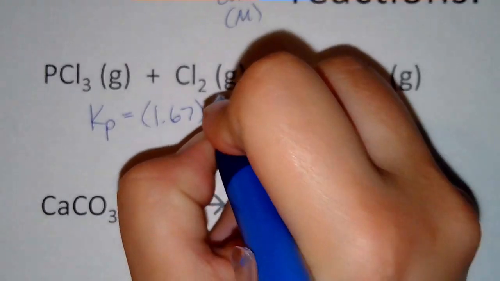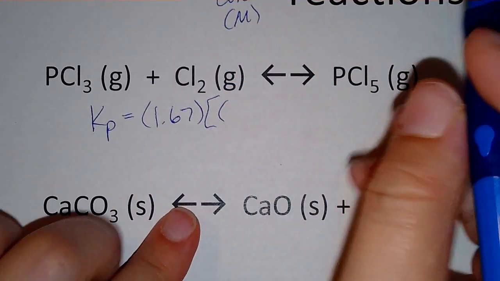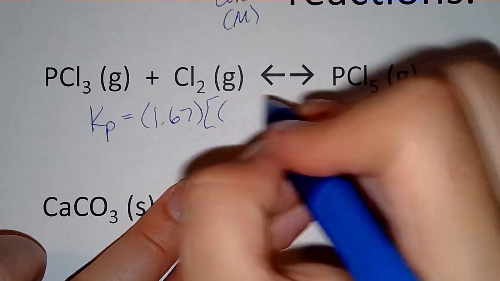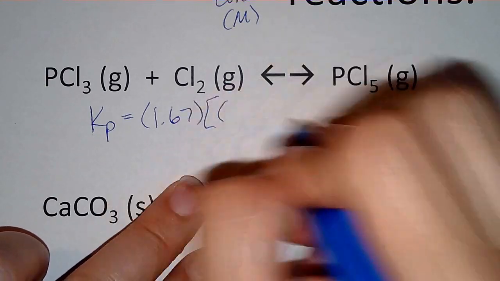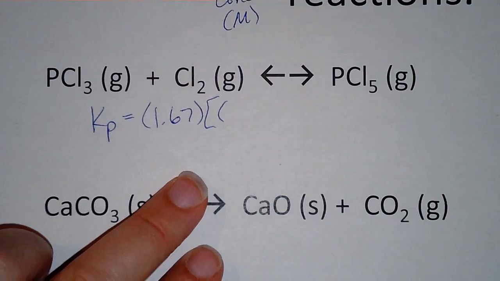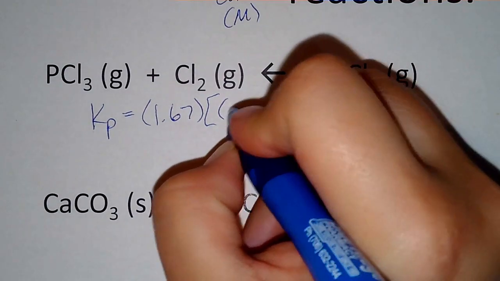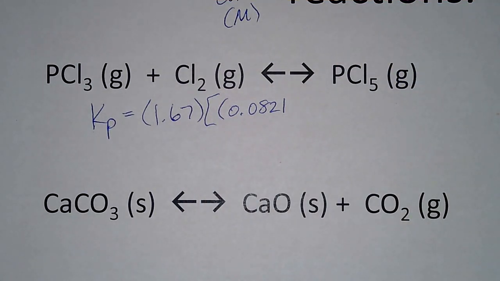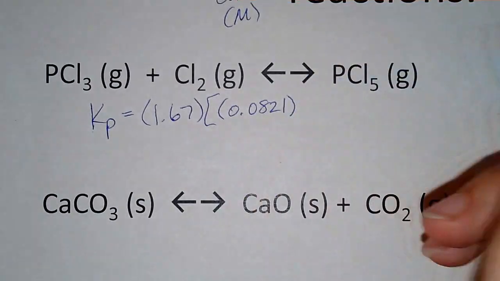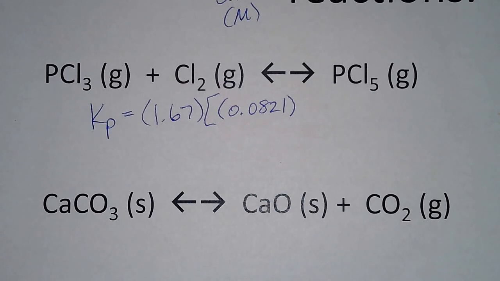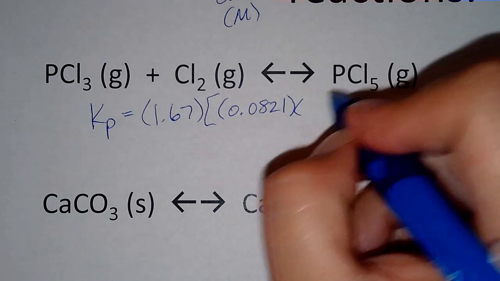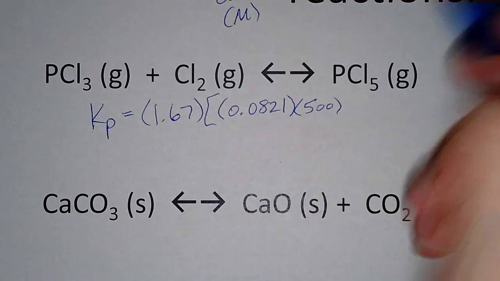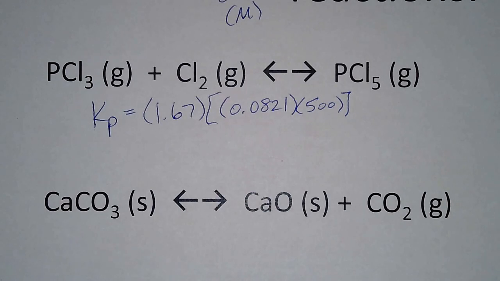The delta N exponent goes to both the R and the T, so we want to put those together. And remember, we're using 0.0821 for our R because we're doing liter atmospheres for volume and pressure changes, times our temperature in Kelvin raised to delta N. So let's look at what delta N would be.